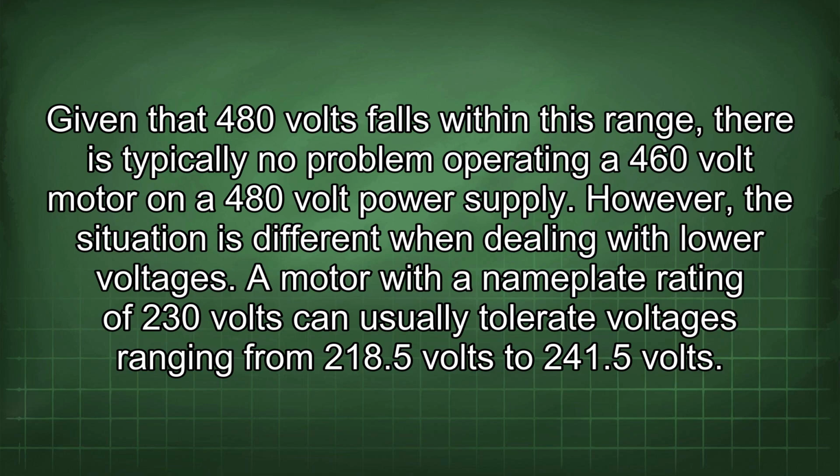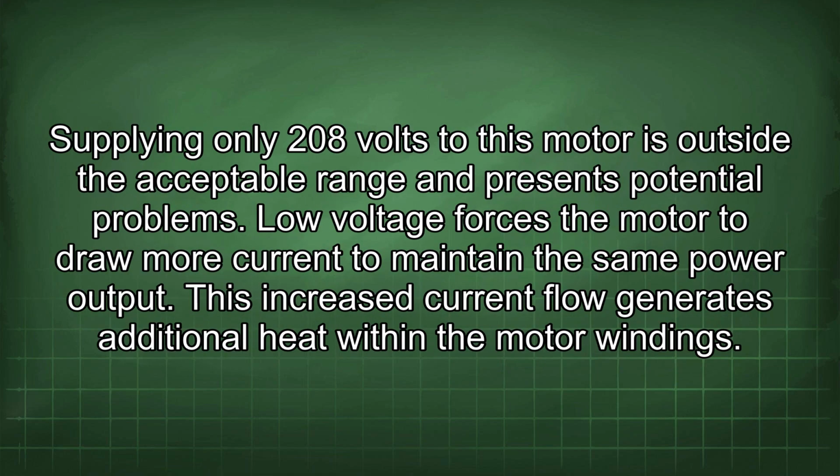However, the situation is different when dealing with lower voltages. A motor with a nameplate rating of 230 volts can usually tolerate voltages ranging from 218.5 volts to 241.5 volts. Supplying only 208 volts to this motor is outside the acceptable range and presents potential problems.